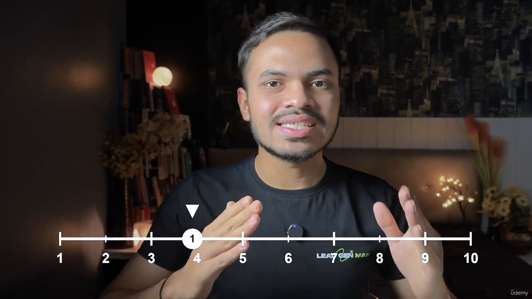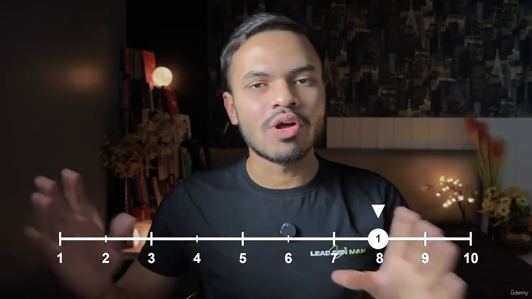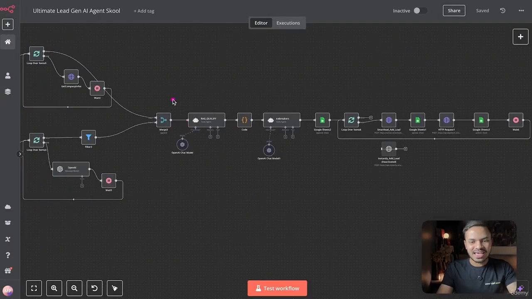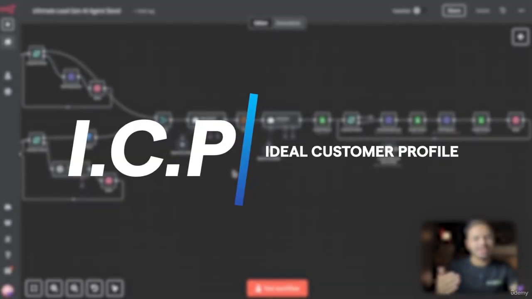For example, if on a scale of 1 to 10, this lead is more than 5, then we will only add those qualified leads to our campaigns. We don't want to deal with low qualified leads. So we have built this agent that will automatically qualify leads according to your ICP or your given criteria.